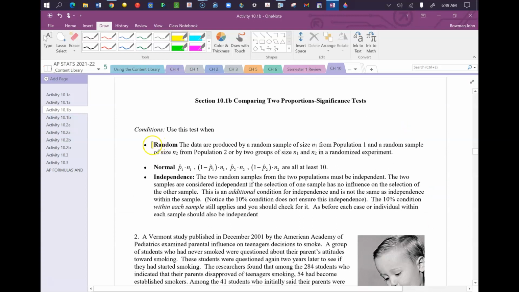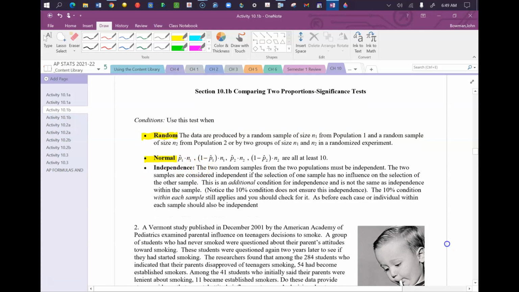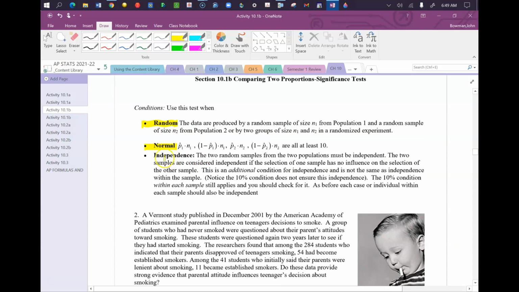So you need to check randomness for both samples. You need to check normality for both samples by taking n times p hat and n times 1 minus p hat, and they all have to be at least 10. You have to check independence within the samples, and you're going to do that by the 10% condition, but you're also going to check independence between the two samples. So the two random samples from the two populations must be independent.